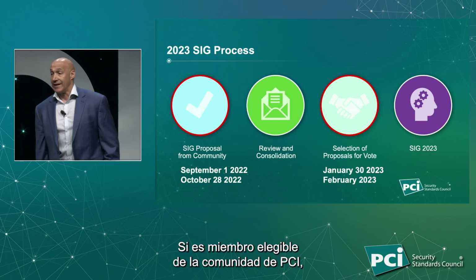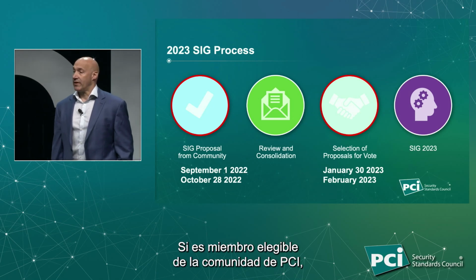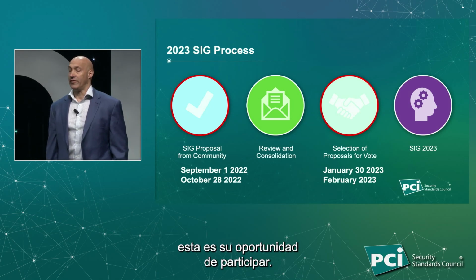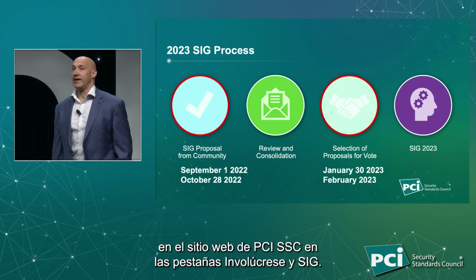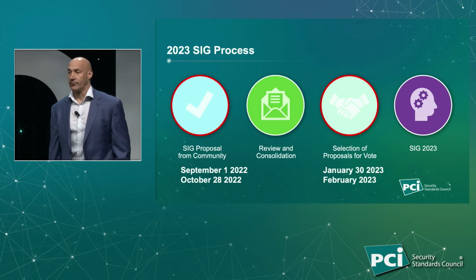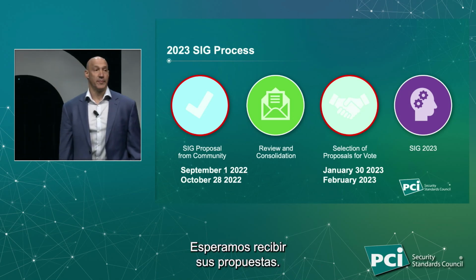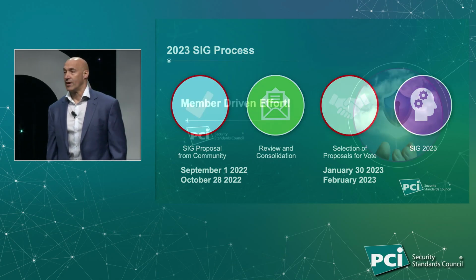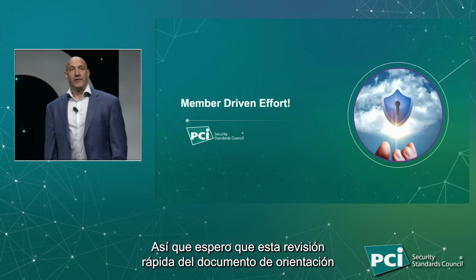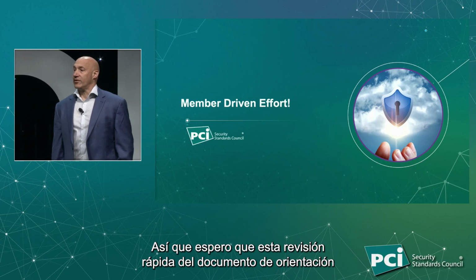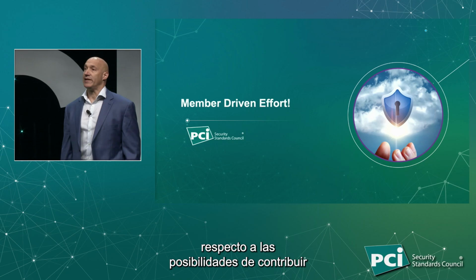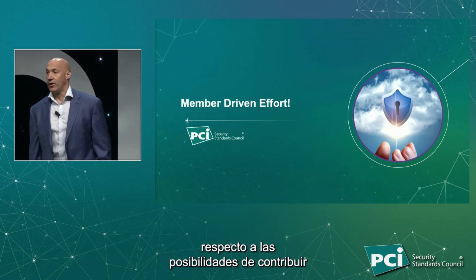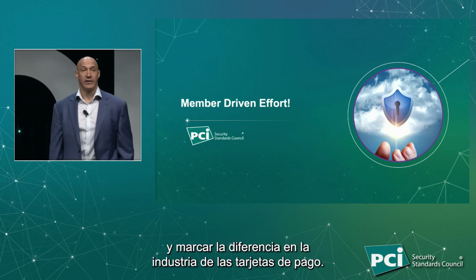If you're an eligible PCI community member, this is your opportunity to get involved. Submissions for SIG proposals are being accepted right now on the PCI SSE website under the Get Involved and SIG tabs. We look forward to receiving your proposals. So hopefully this quick review of the guidance document of the 2021 SIG has gotten you excited about the possibilities of contributing and making a difference in the payment card industry.